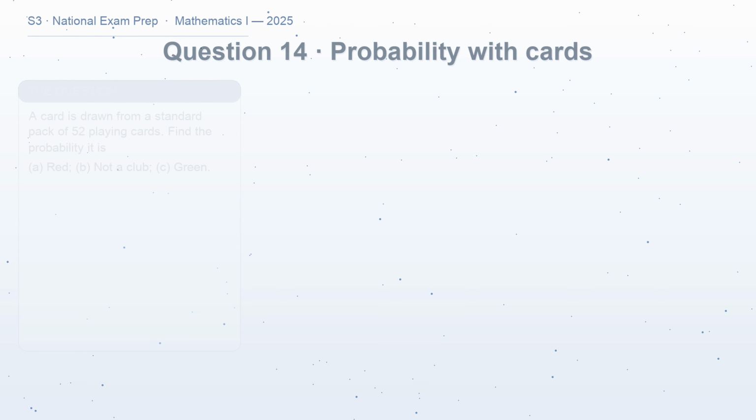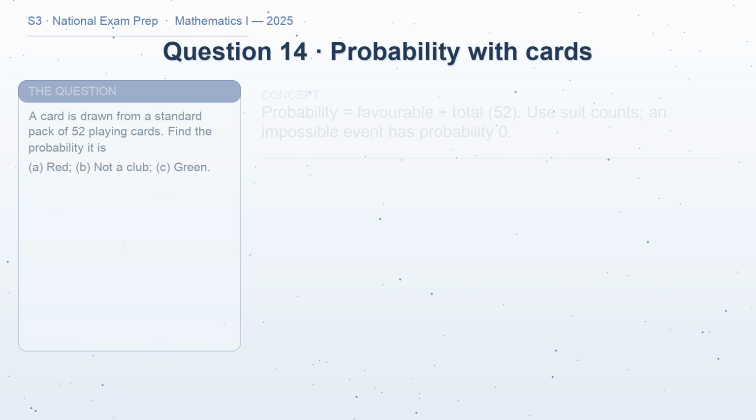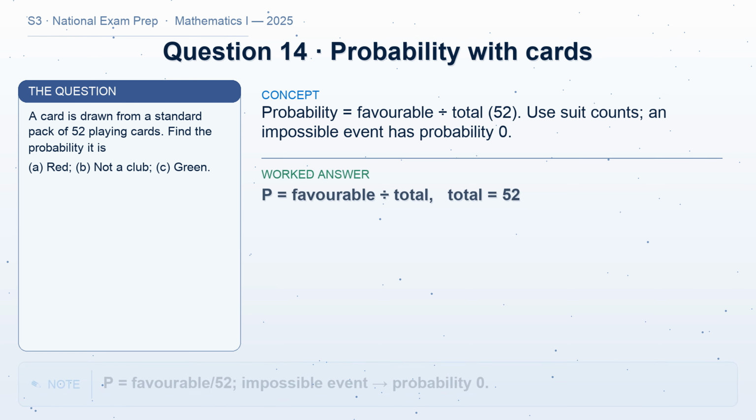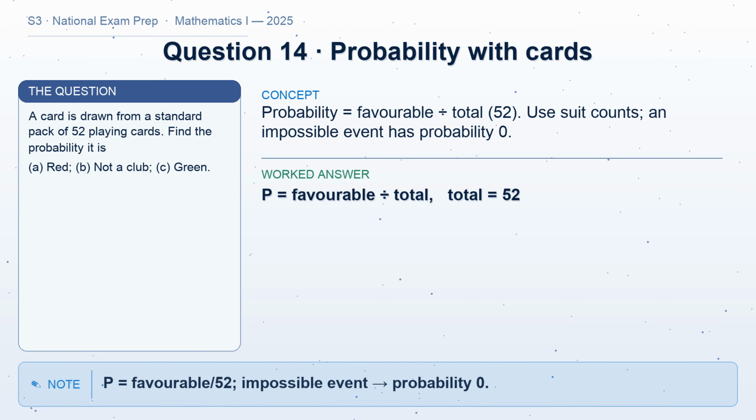Question 14. From a standard pack of 52 cards, find the probability of red, of not a club, and of green. Probability is favorable outcomes divided by total outcomes. There are 52 cards in 4 suits of 13. Hearts and diamonds are red, spades and clubs are black, and there are no green cards.